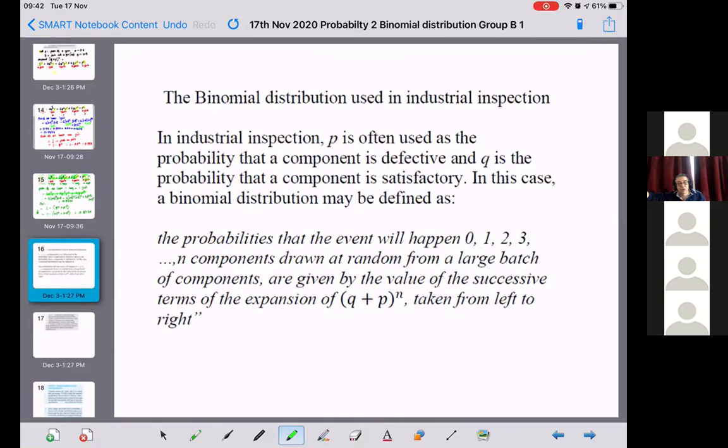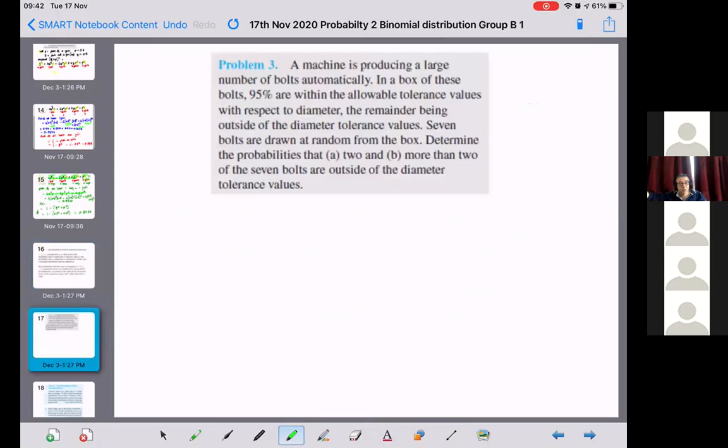So going from left to right, terms in your expression now is that there will be no failures, 1 failure, 2 failures, 3 failures, 4 failures, and so on from n random samples from a box. Okay, so let's have a look at the problem.